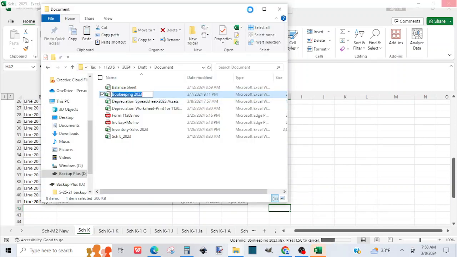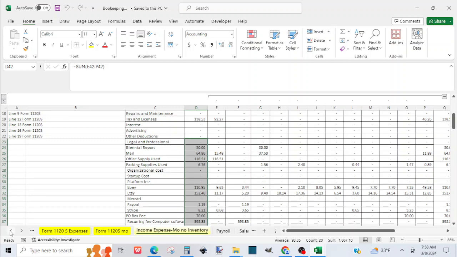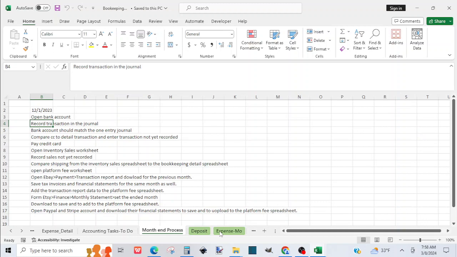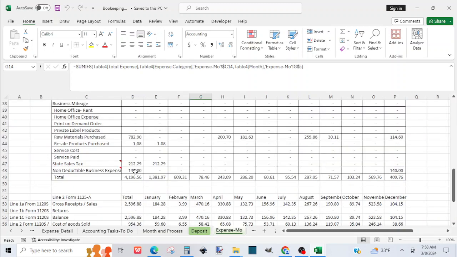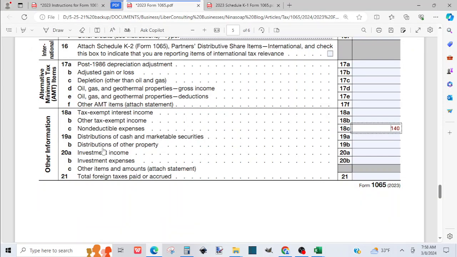Okay, I think it did it already. Okay, so I think there is non-deductible expense 140. We'll enter that. Line 19A, distribution of cash and marketable security, distribution of other property.